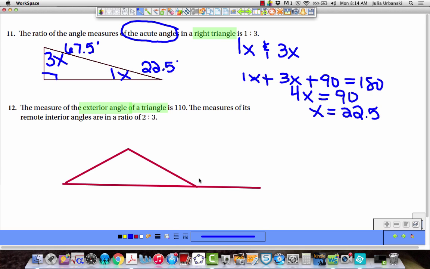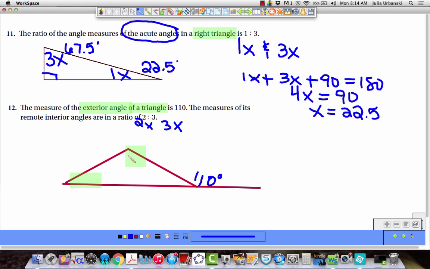All right, so what is the exterior angle? Now look at the numbers. What does it say? The exterior angle is 110. That's right. Now the measures of its remote interior angles, the two angles that are farthest away here and here, that don't touch the 110, those are in a ratio of 2 to 3. So that makes 2x and 3x.